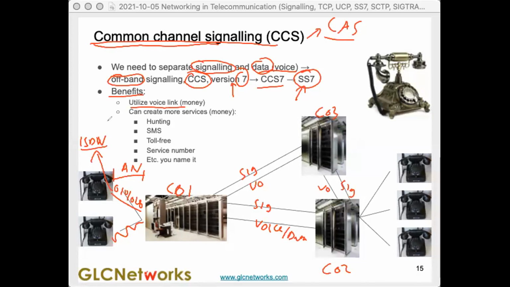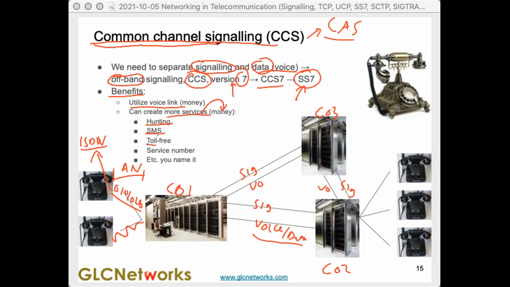So again, here's the benefit. We already have voice and we want to utilize it more. By separating the signaling and the voice, we can create more services, and more services can create more money. For example, hunting: if you dial, it will check. You can send SMS, right? You send several texts, and the SMS is using signaling.